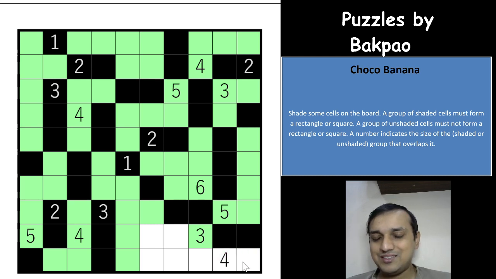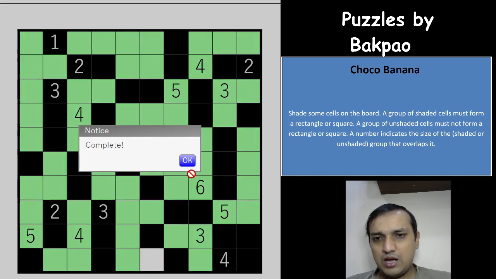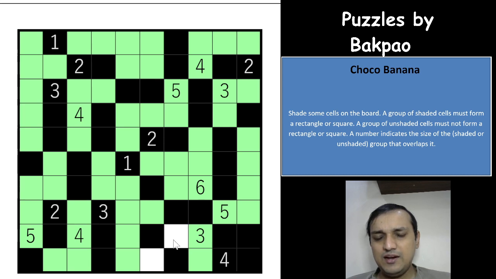Oh yeah, that's nice. So this cannot be unshaded now, because if 4 is unshaded, it will go out and mix with the 3. So this is a shaded group. This is unshaded now. And with that we solve the puzzle here, right? Easy. That was a good puzzle here. Very nice puzzle by Bakpao.